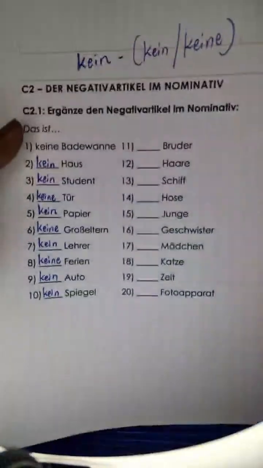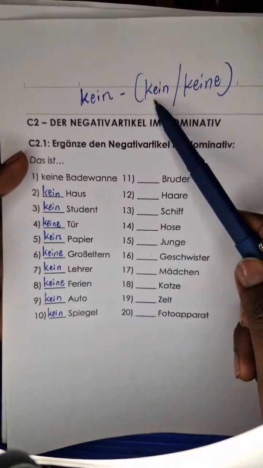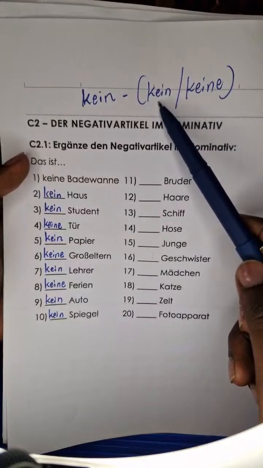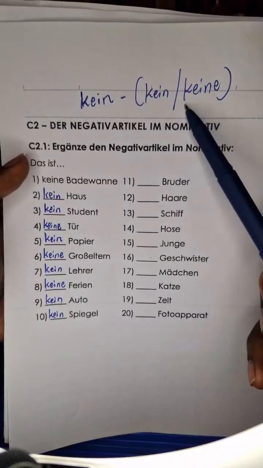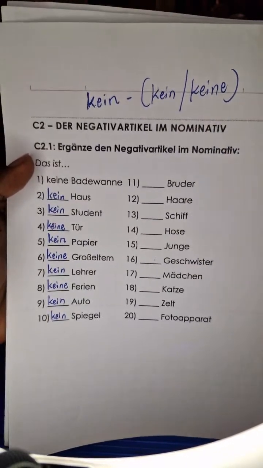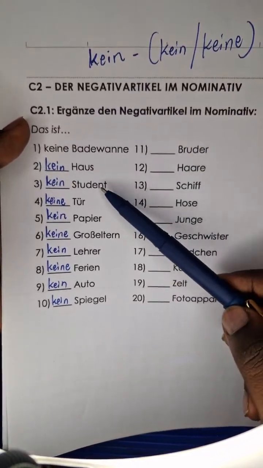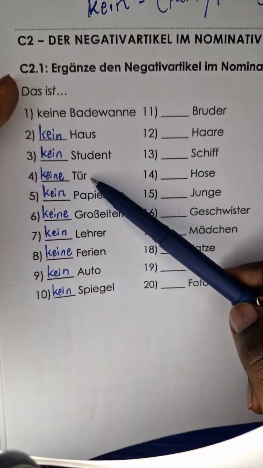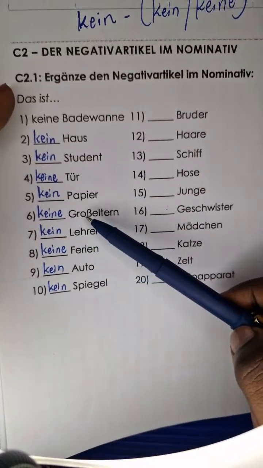Look at this. So what is happening is this. You might ask, how do you know whether it's kein or keine? Now we've said that kein, you use it if you're referring to a male or neuter noun. But keine, you use it if you're referring to a female or a plural noun. That's why you have kein Haus, kein Student, but keine Tür, because Tür is feminine. Kein Papier, keine Großeltern, okay?